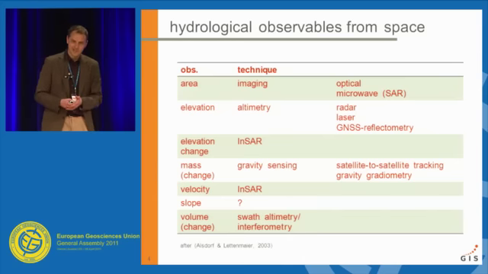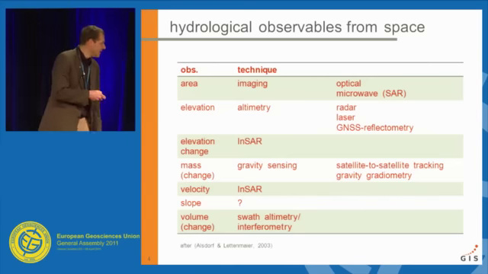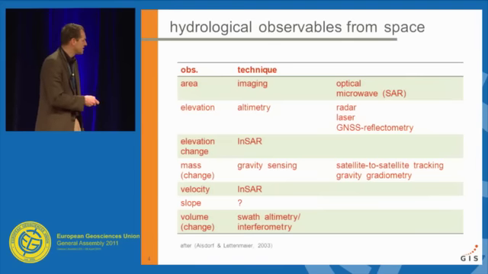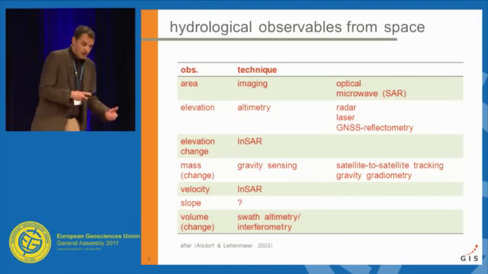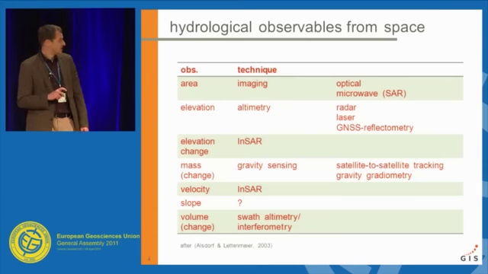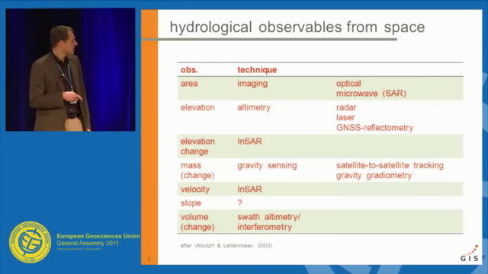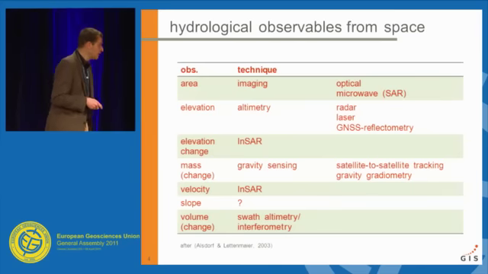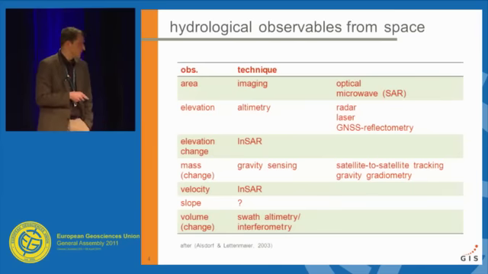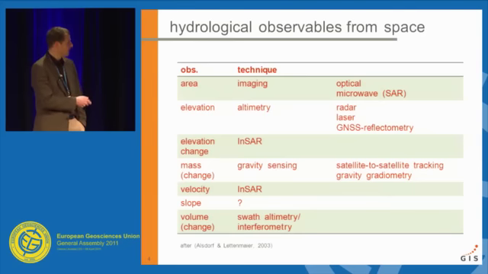So that's really a remote sensing technique, but not, of course, in optical terms. It's gravitational remote sensing. And that can be done by so-called satellite-to-satellite tracking. Stream velocity can perhaps be monitored by InSAR, slope perhaps too. Volume in the future maybe by swath altimetry or swath interferometry, whatever you want to call it.